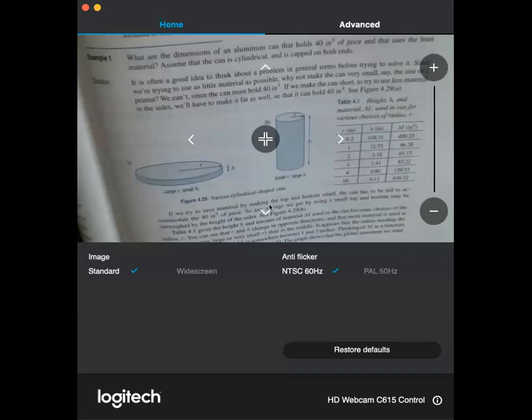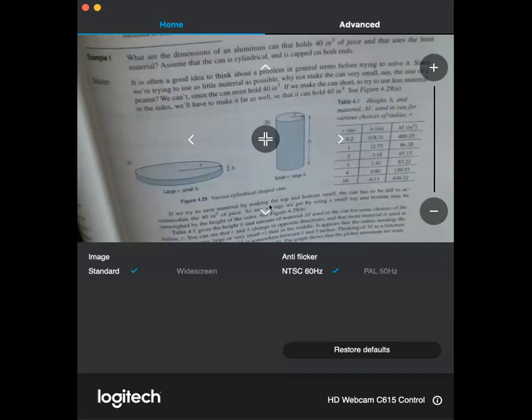So if you could bear with me a second, I'm going to go over to the text and show the problem. All right, and here's the problem. I think you can see that. I hope you can. The focus looks pretty good. The problem is this. What are the dimensions of an aluminum can that holds 40 cubic inches of juice that uses the least material? Assume that the can is cylindrical and capped on both ends.